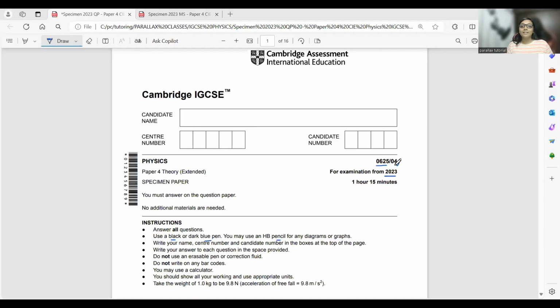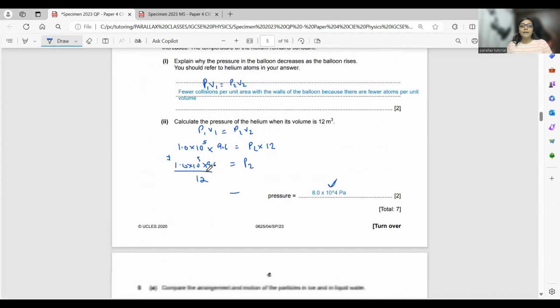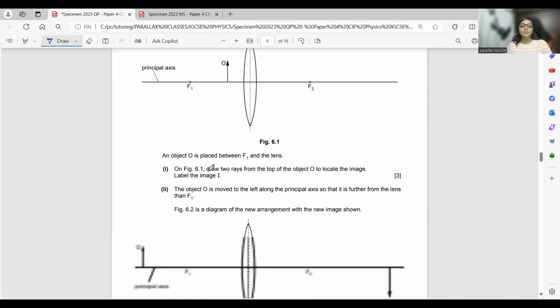Today we are going to discuss question number 6, 7 and 8 of paper number 0625, the extended paper of physics, that is 04. We have already discussed question number 1 to 5 in the previous two videos, the link of which you can see in the comment section. Let's begin with question number 6. I hope the screen is visible to you.